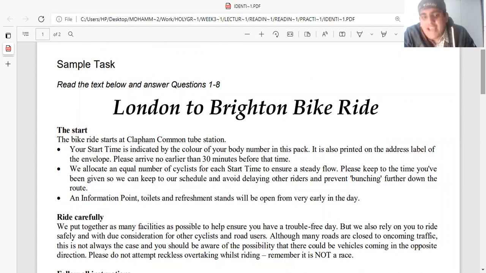Next point, we allocate, or we reserve, an equal number of cyclists for each start time to ensure a steady flow. Please keep to the time you've been given so we can keep to our schedule and avoid delaying other riders and prevent bunching further down the route. At information point, toilets and refreshment stands will be open from very early in the day.